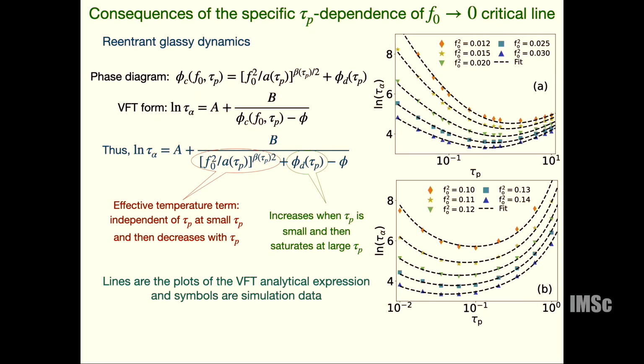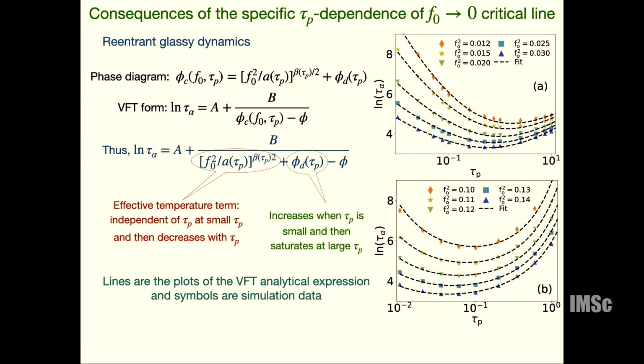And another aspect, or characteristic, is this reentrant glassy dynamics. Reentrant glassy dynamics, basically, that we showed at the beginning of this section, is that the relaxation time first decreases and then starts increasing, and this is also a consequence of this tau p dependence of this phase diagram. So this phase diagram that we obtained earlier is f naught square as a function of this, but we can now write down the VFT critical point, this phi c, as a function of this phi naught square by a tau p, and this is the exponent that we already obtained, and this phi d tau p.